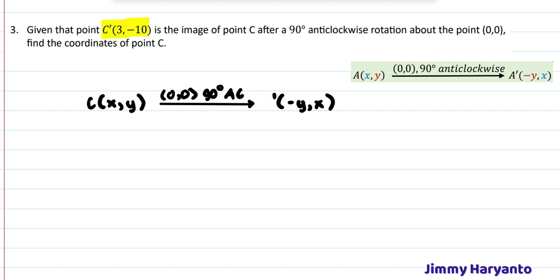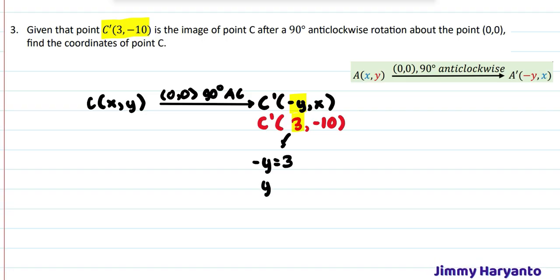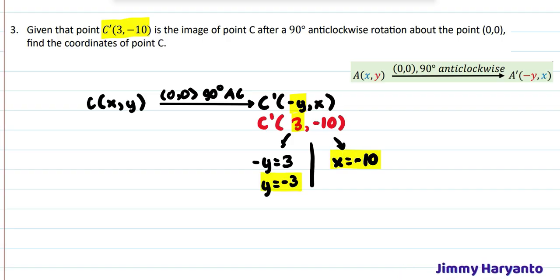Sorry, this one is C. Because the image is already given, we can compare the results later. Let's compare the negative y with the 3. You have negative y equals to 3, and then y equals to negative 3. And then the next one is x equals to negative 10. So the coordinate of the C is negative 10 comma negative 3. There you go.